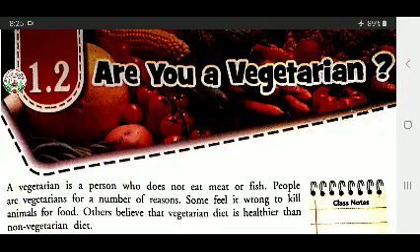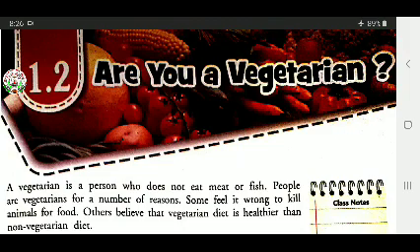Chapter 1.2, Are You a Vegetarian? A vegetarian is a person who does not eat meat or fish. People are vegetarians for a number of reasons. Some feel it wrong to kill animals for food. Others believe that vegetarian diet is healthier than non-vegetarian diet.